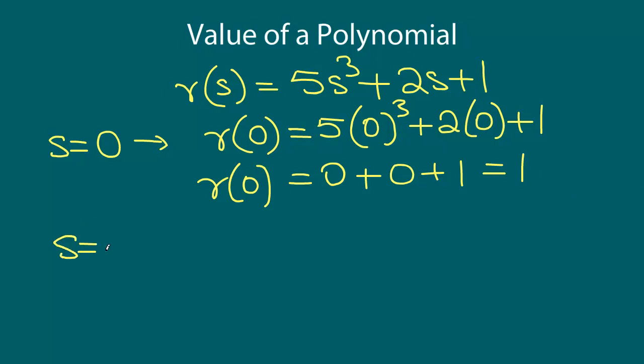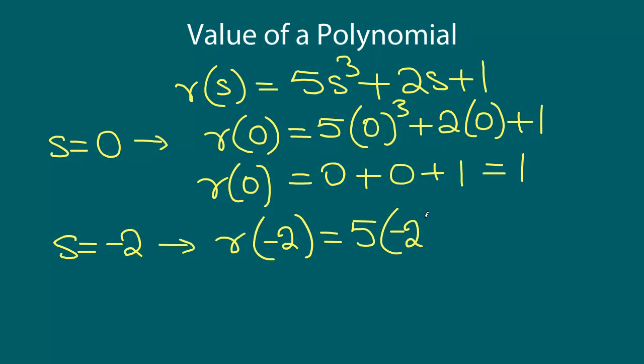How about we want to find out the value of the polynomial at s equals minus 2. So again, what we will do is we will put r of minus 2 now, right? So we have 5, and then instead of s, we will put (minus 2) cubed plus 2 times minus 2 plus 1. And we will simply compute this.